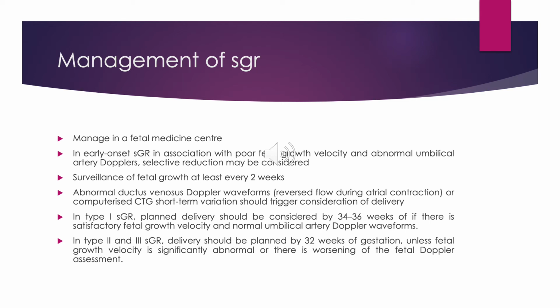Abnormal ductus venosus Doppler waveform in the form of reverse flow during atrial contraction, or computerized CTG showing short-term variation, should trigger consideration of delivery. In type 1, planned delivery should be considered by 34 to 36 weeks, as long as there is satisfactory fetal growth velocity and normal Doppler. In type 2 and type 3, delivery should be planned around 32 weeks, unless fetal growth velocity is significantly abnormal or there is worsening of fetal Doppler, in which case delivery should be indicated earlier. Please remember, in preterm delivery, consider steroids and magnesium sulfate for neuroprotection.